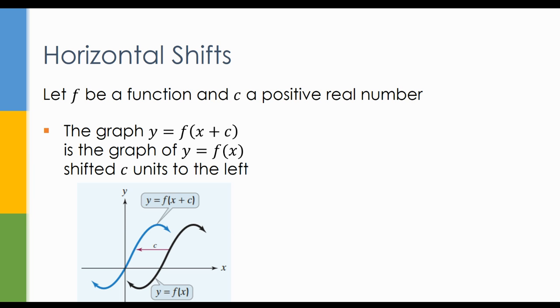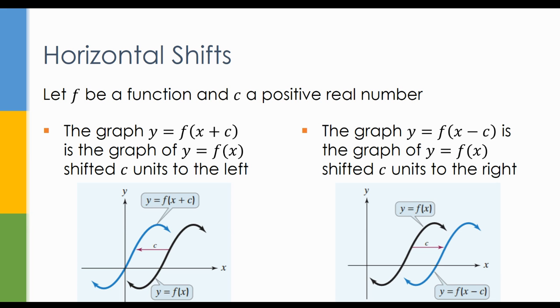Now, anytime I'm doing horizontal shifts, I actually want to think about the opposite. So that's why, because it says plus c, I'm moving to the left. Okay, so we're thinking the opposite. So whatever we're adding there, we're moving it that many to the left of that original function.